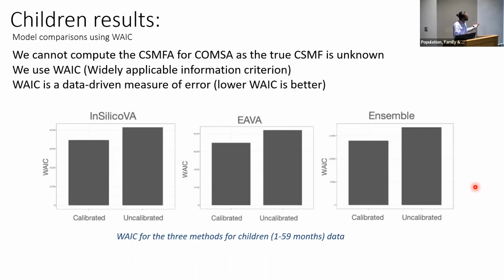We could not do CSMF accuracy because we don't know the true CSMF. So what we use is the widely applicable information criterion, WAIC. It's a data-driven way to assess how good of a model fit you are getting. And when we compare the calibrated and the uncalibrated, the calibrated definitely has lower WAIC for all the algorithms, and lower is better.